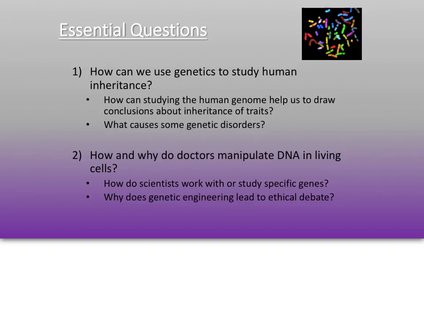The second part of this, which is more chapter 15, is to look at how and why scientists or doctors manipulate the DNA in living cells. So how do we work with specific genes, and what is genetic engineering, and how is this applied to humans today? And then what is also kind of interesting is, how does this lead us toward ethical debates in terms of what's right and what's wrong in a lot of scientific research.